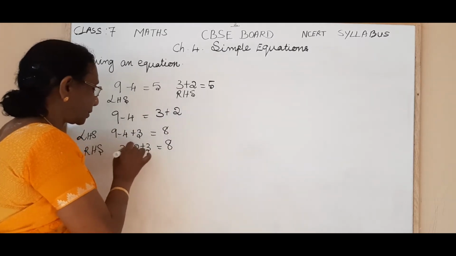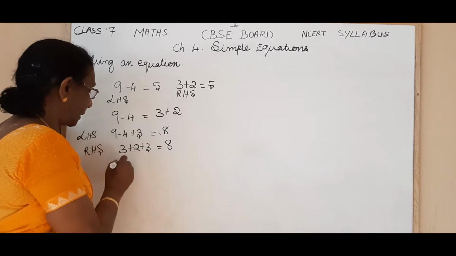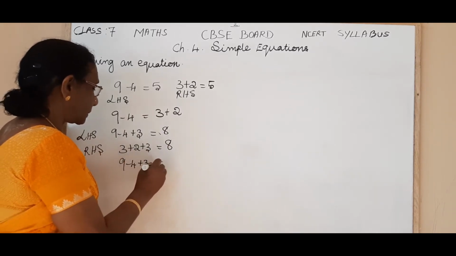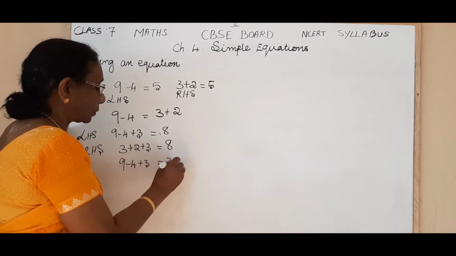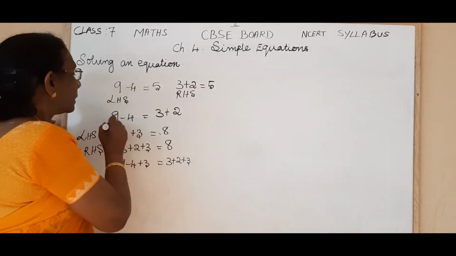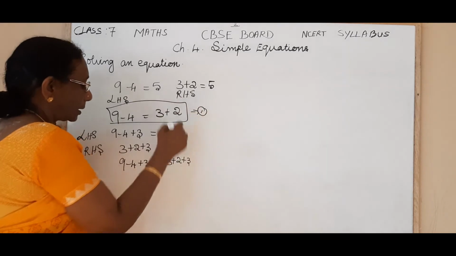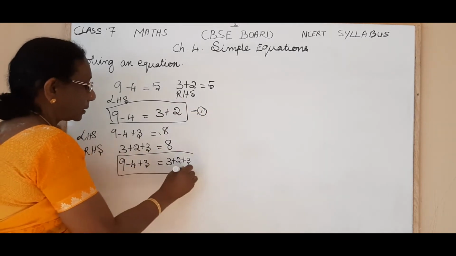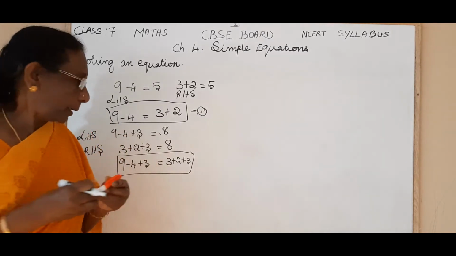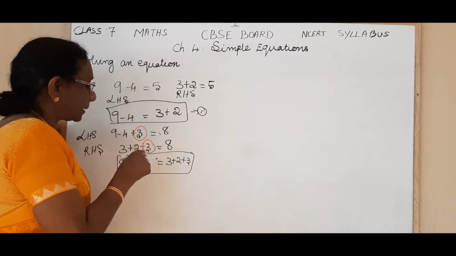So if you add the same number to the left hand side and right hand side, the value will not change. So both are equal. The equality is maintained. We can write this as 9 minus 4 plus 3 is equal to 3 plus 2 plus 3. In this case also they are equal. In the second we have added the same number. What is the same number we have added? We have added the same number 3 to both sides.